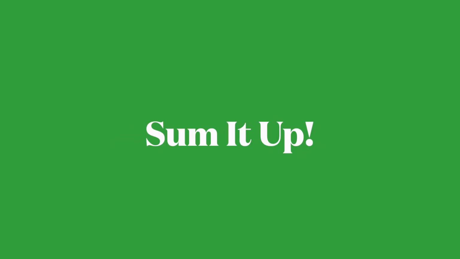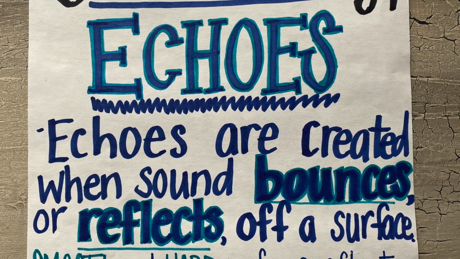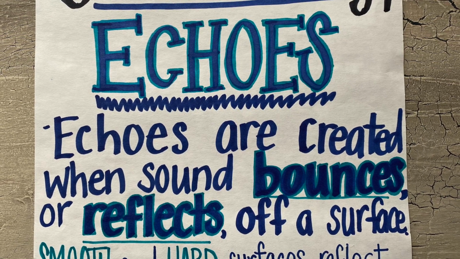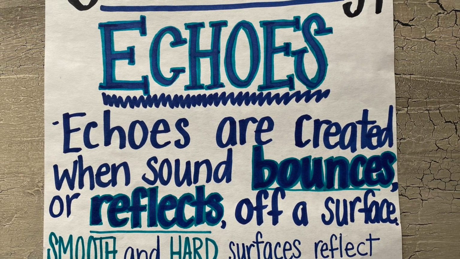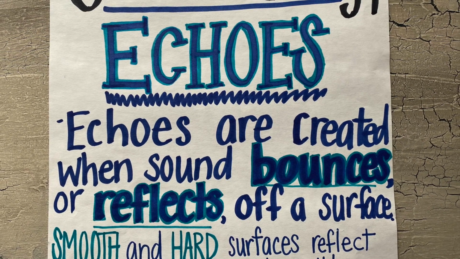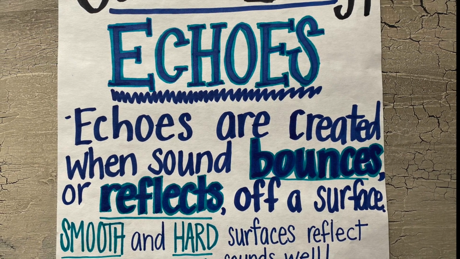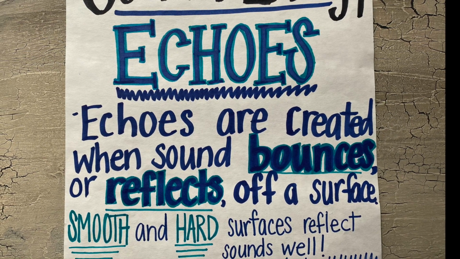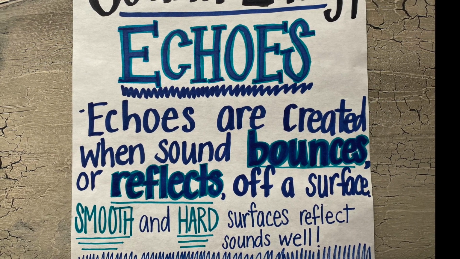Now it's time to sum it up. Echoes are created when sound bounces or reflects off a surface. From our lab today, we can see that smooth and hard surfaces reflect sound well. Remember some of the places we said make really great echoes? We said the indoor pool, a hockey rink, we know a gym and a cafeteria do, empty classroom, the wooden floor, window, we said the bathroom and the shower. What other examples did you find?